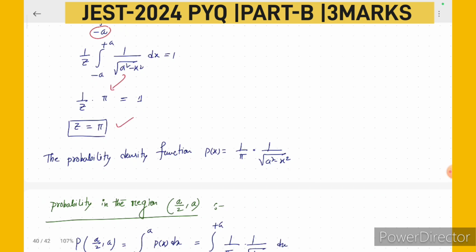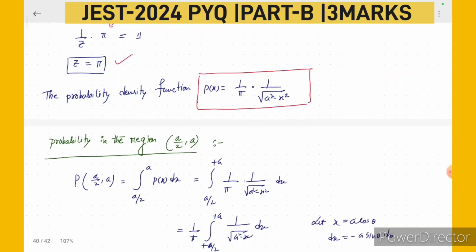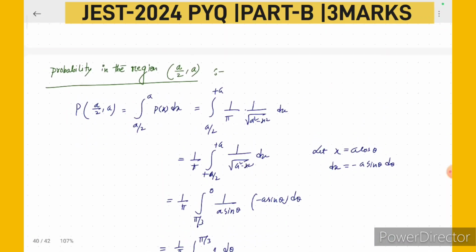So finally, the probability distribution function is P(x) = 1/π × 1/√(a² − x²). Next, calculate the probability in the region a/2 to a. The probability in this region is very easy: the integral from a/2 to a of the probability distribution function times dx, that is 1/π × 1/√(a² − x²) dx.